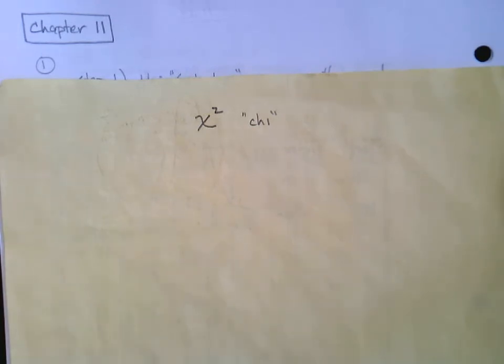Step 1, state the null and alternative hypotheses. Step 2, calculate the test statistic. Step 3, find the p-value. Step 4, compare the p-value to the significance level. And step 5, decide to reject or fail to reject the null hypothesis. Okay, so let's see how this works.